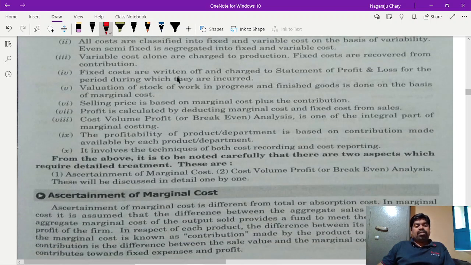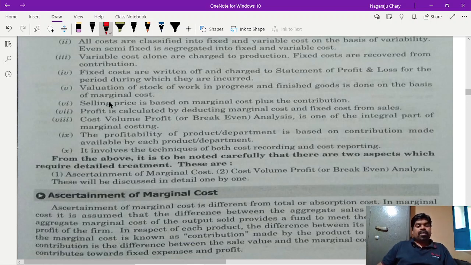Next, fixed costs are written off and charged to the statement of profit and loss for the period during which they are incurred. So for which period the fixed cost is written. So that's why with this profit and loss account also we get what is fixed and what is variable.